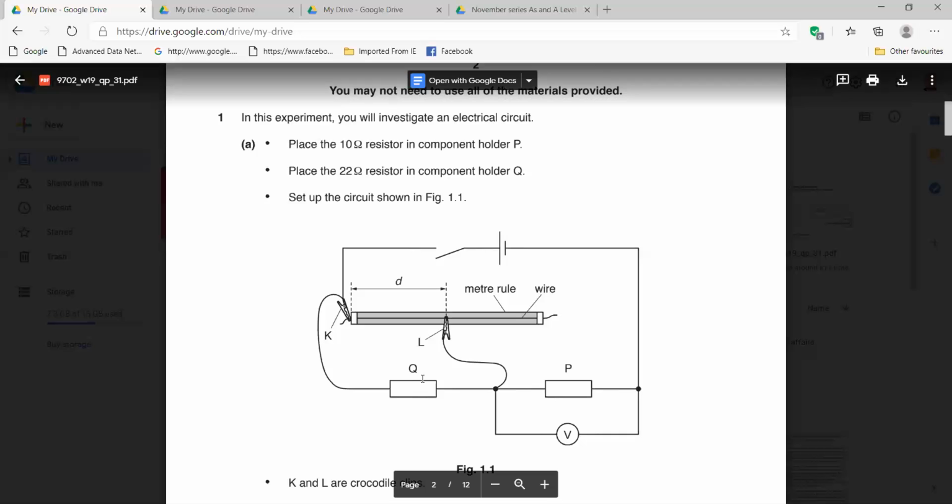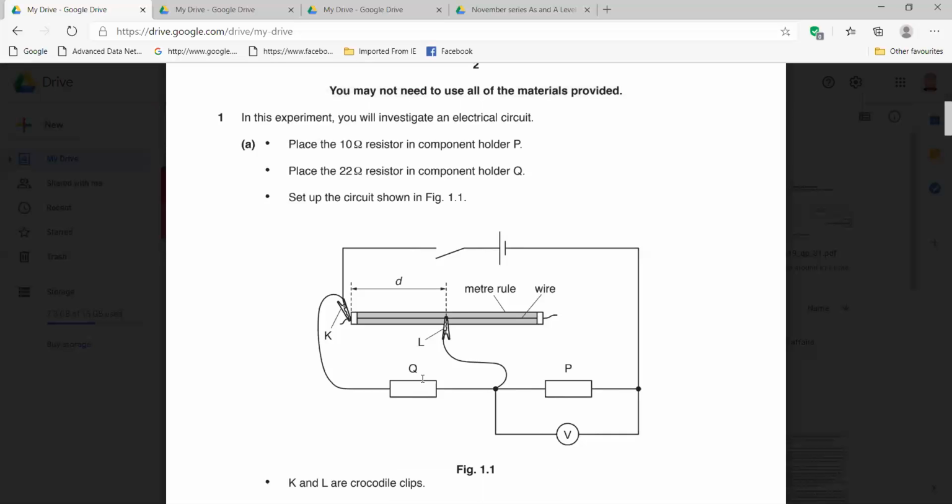It will be given. During your exams, you do not need to read it from the color code. It will be labeled on the resistor, that it is 10 ohm, it is 22 ohm. Clear to you? Yes, sir. And there is one voltmeter to measure the voltage across P.